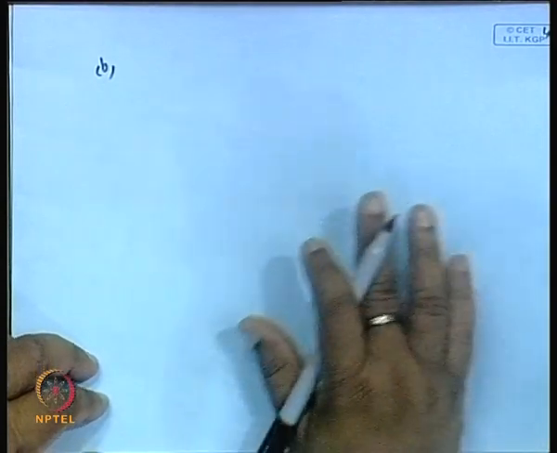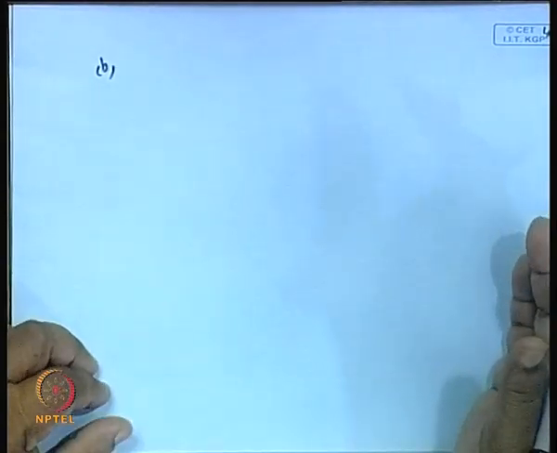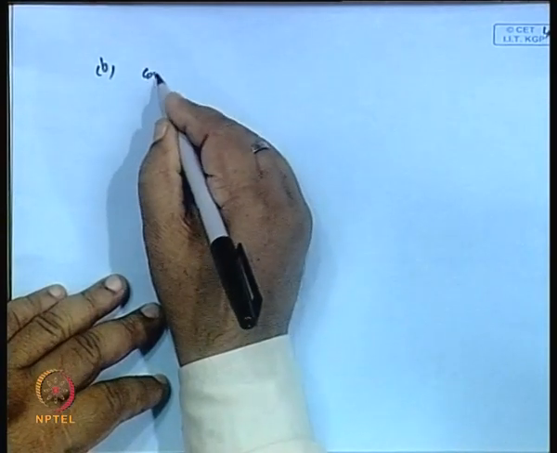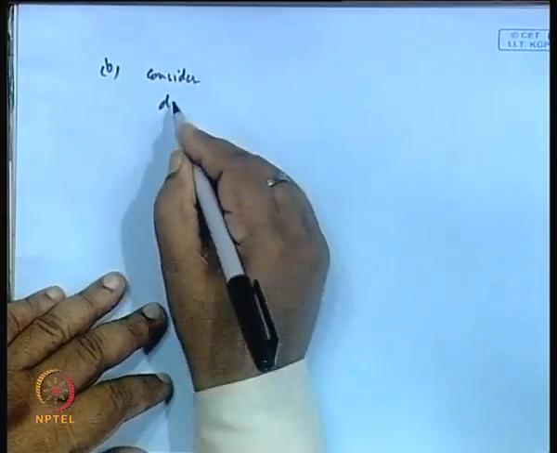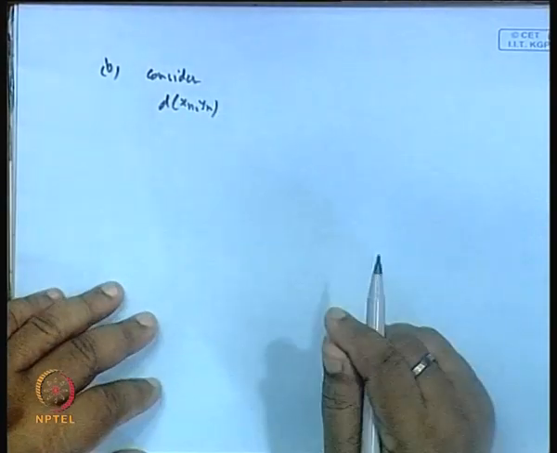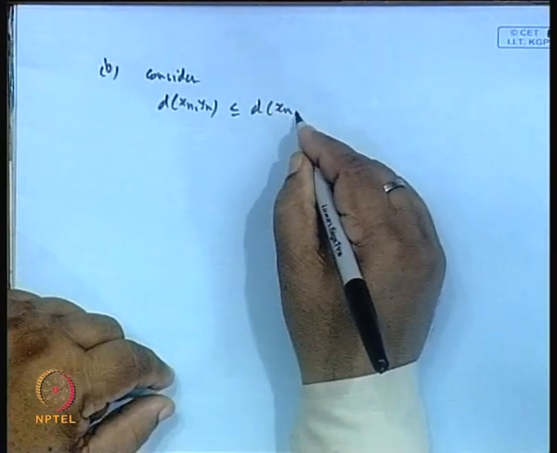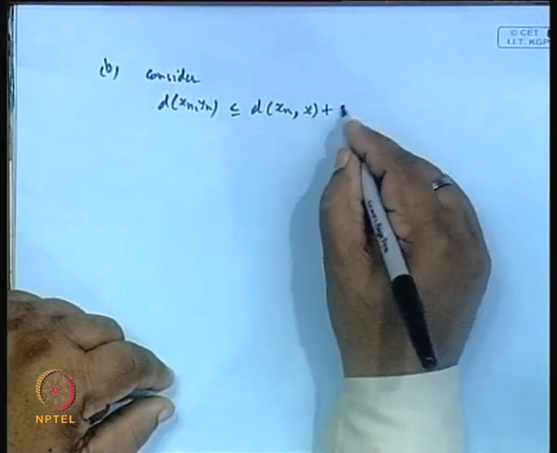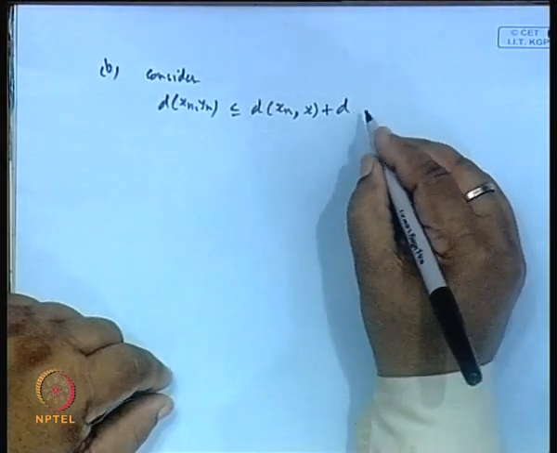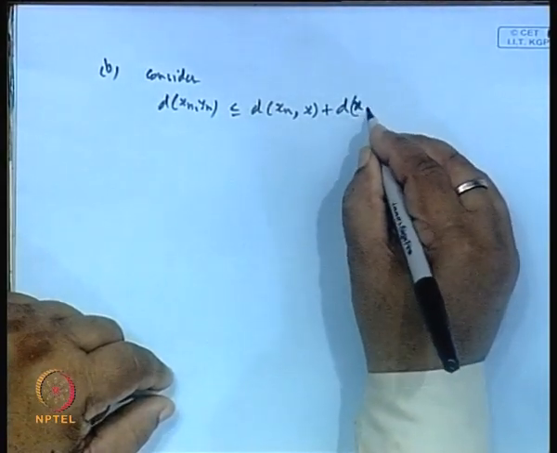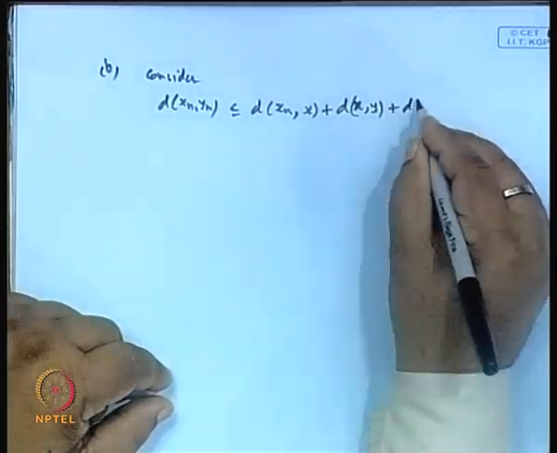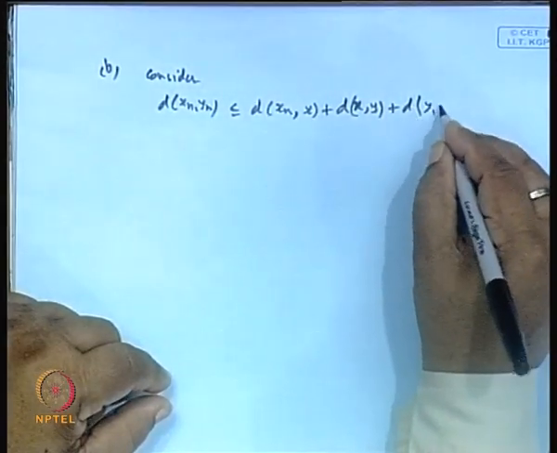Okay. So, this is the second part of the proof, where we wanted to show that if x n converges to x, y n converges to y, then d of x n y n will go to d of x y. So, consider d of x n y n. Start with this and then apply the triangular inequality: d of x n comma x plus d of x comma y plus d of y comma y n.